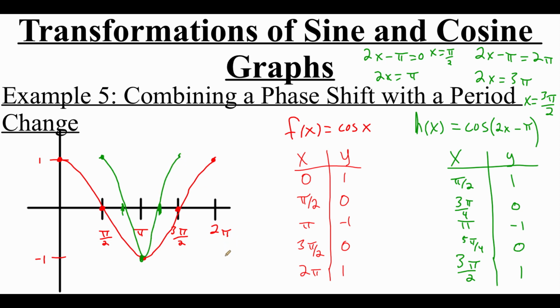Now we should notice two things happened. Number one, our graph got shifted to the right. So instead of starting at 0, we started at pi over 2. And instead of our graph taking a full 2 pi to complete one full cycle, we were able to complete one full cycle between pi over 2 and 3 pi over 2 because the 2 in front of our x shortens the period.